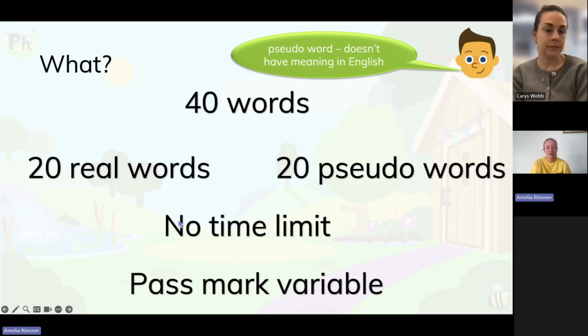And the pass mark is variable each year, and they never tell you what the pass mark is until after the check has happened. So out of the 40 words, every year so far, it has been 32. And the check has been running since 2012, but it is always variable depending on the assessment they get.